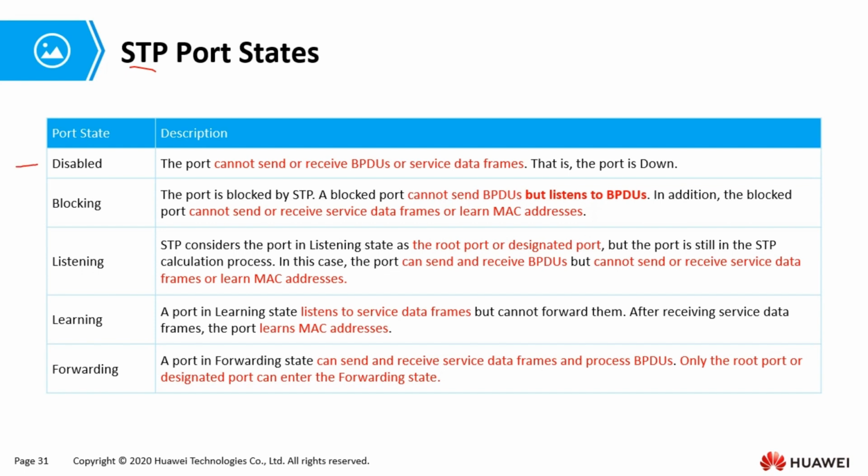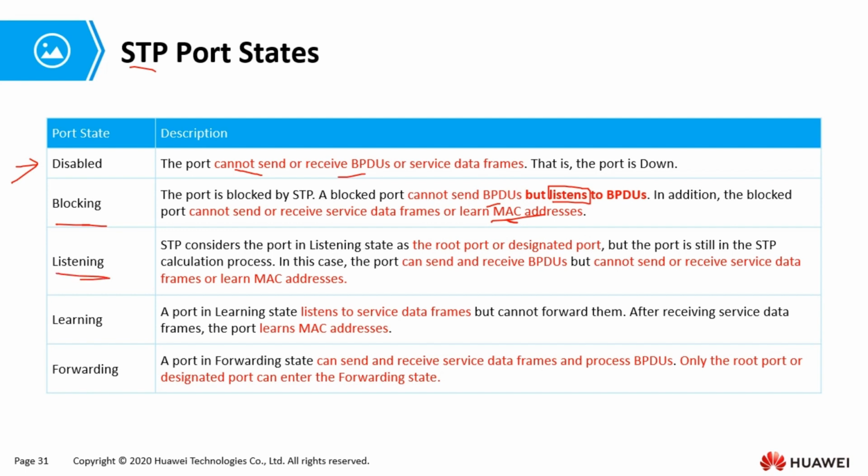First is disable. Disable, they cannot send and receive the BPDU. This one also is one of the famous past year questions. They were asking what the rules are and what operations can be performed by each port under each port state. If we mention blocking, that means they cannot send the BPDU, but they can listen. Blocking can listen to the BPDU, they just cannot send, they cannot receive the service data, and they cannot learn the MAC address.